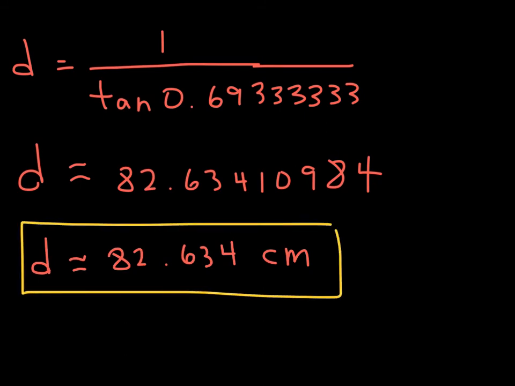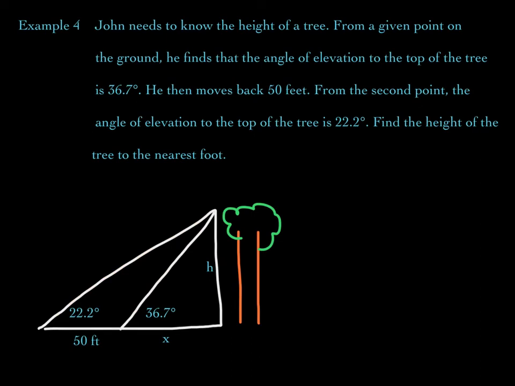So that was a really intense problem, but we got through it. And this is called the subtense bar method. Pretty cool. All right, here's the last example.